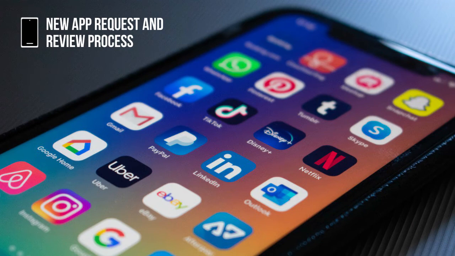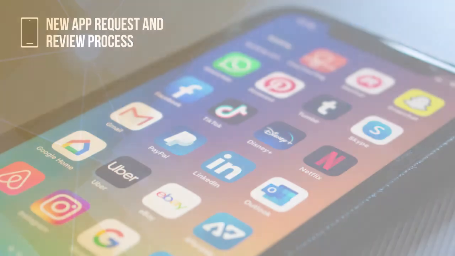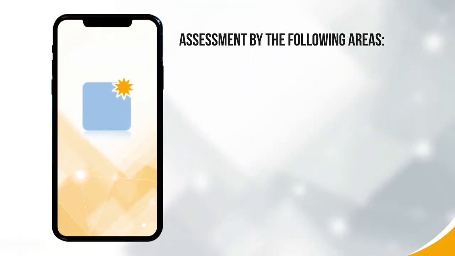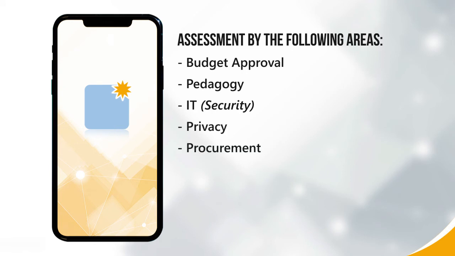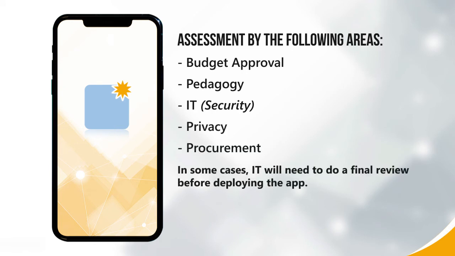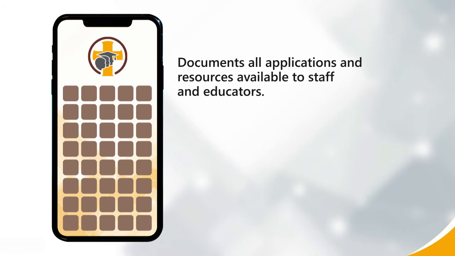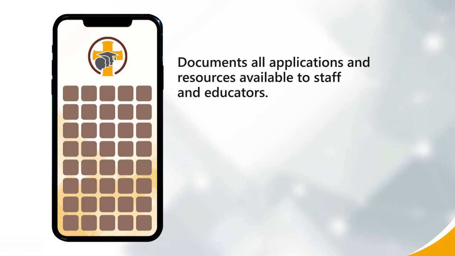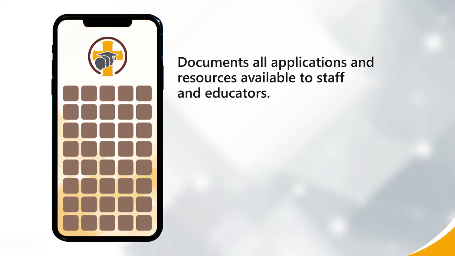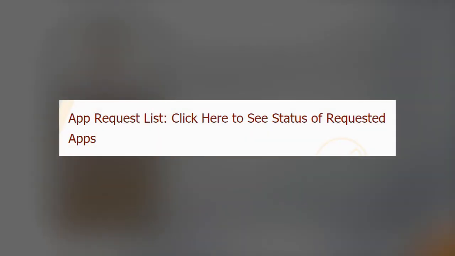New app request and review process. The app approval process follows a workflow that includes assessment by the following areas: budget approval, pedagogy, IT, security, privacy, and procurement. In some cases, IT will need to do a final review before deploying the app. The approved apps list documents all applications and resources available to staff and educators. This should be the first step when looking for an app or digital tool to use. Also refer to the app request list to see the status of requested apps.